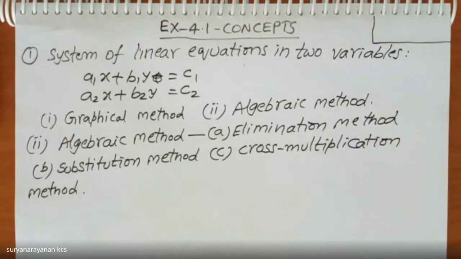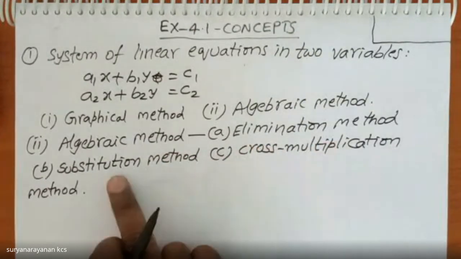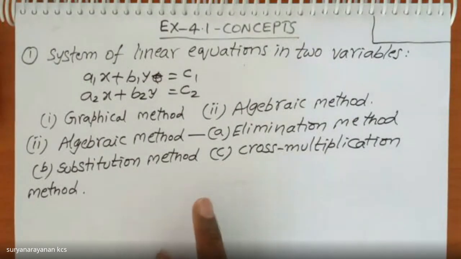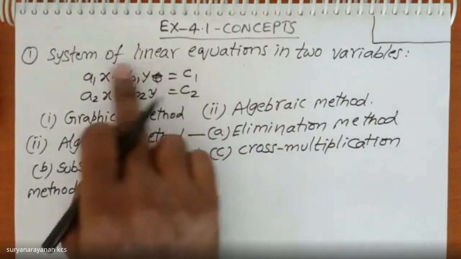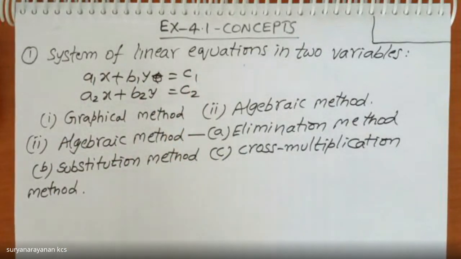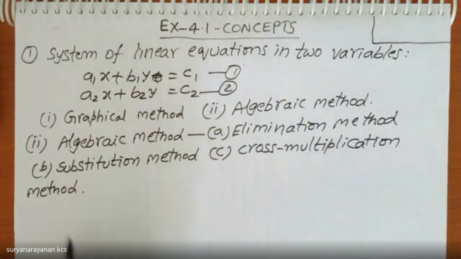In your 10th class, you have studied these methods, algebraic method and graphical method. And again, in the algebraic method, there are three methods: elimination method, substitution method, and cross multiplication method. Now we use matrix method. We use matrix method to solve this system of linear equations with the help of determinants. Okay. These two system of linear equations can be represented.